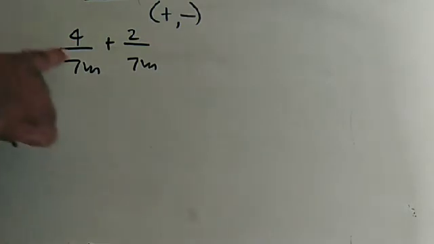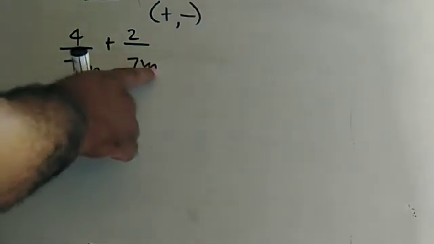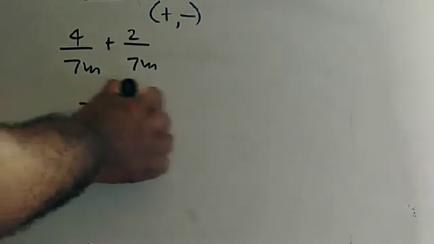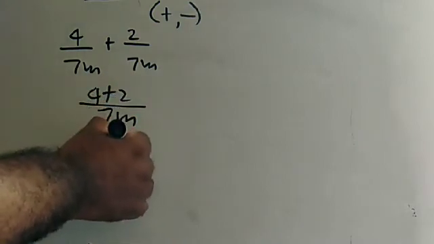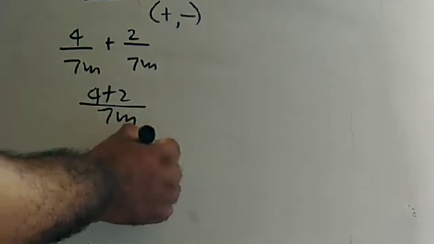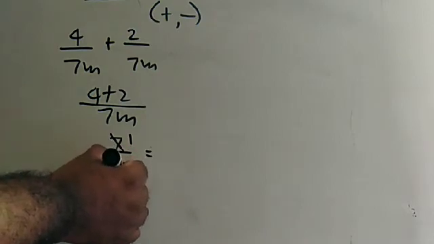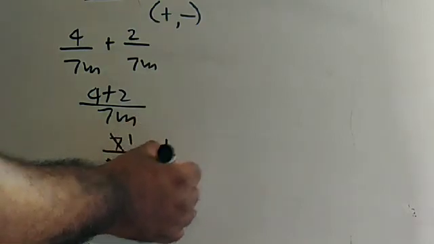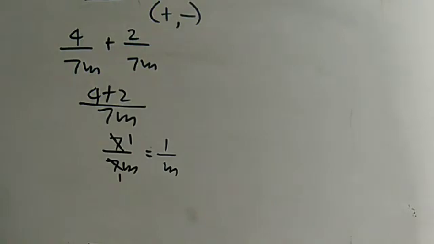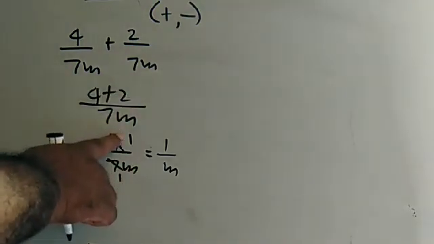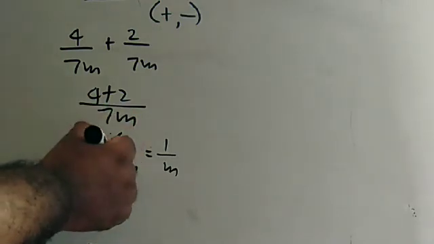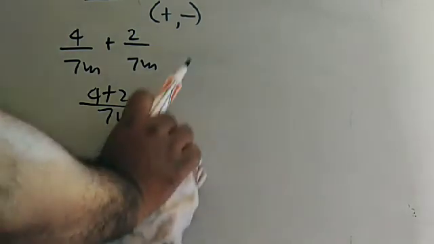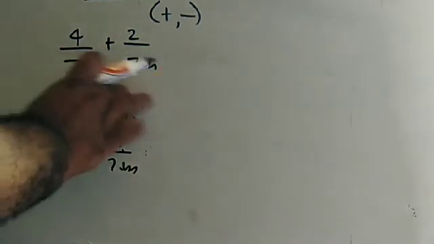Now how can we simplify? Here 7m is the equal denominator, no? Then 7m is common. Now you can add 4 plus 2. Then 4 plus 2, 7 upon 7m. When simplifying, 7 divided by 7, 1. Then 1 upon m. This is the final answer. Wait, 4 plus 2 is not 7. 4 plus 2 is 6. Then 6 upon 7m.